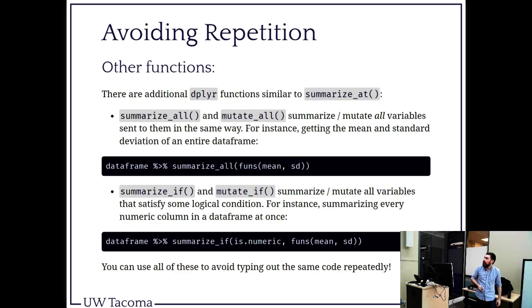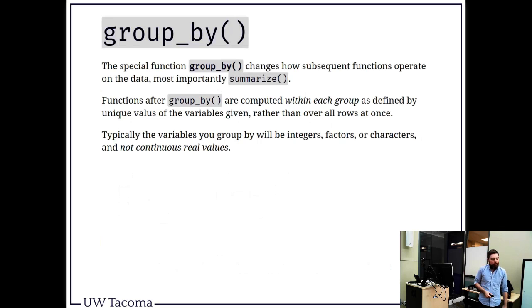Okay. Not going to go into these too much. They basically take the stuff that we covered in mutate and summarize and generalize it to many columns at the same time. Okay. Now, we saw before that everything we did with summarize would just take the entire data frame and produce a single row.